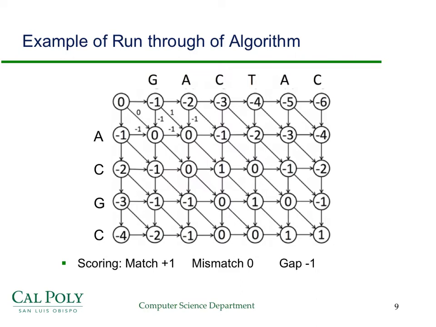I should make one comment, of course. The base case is this row and this column, where the characters are matched with spaces. As you can see, since the penalty for a space is -1, you get that set of decreasing numbers, and the same thing down the first column.